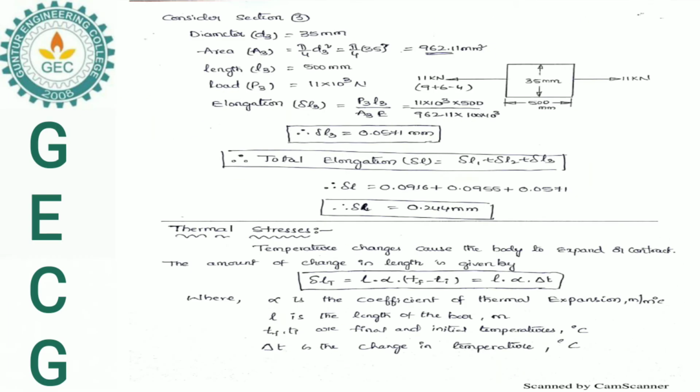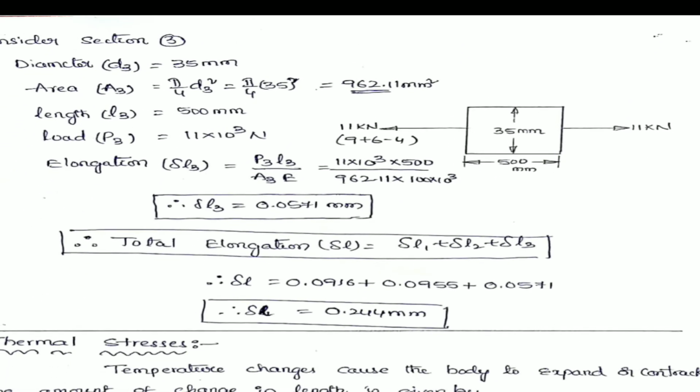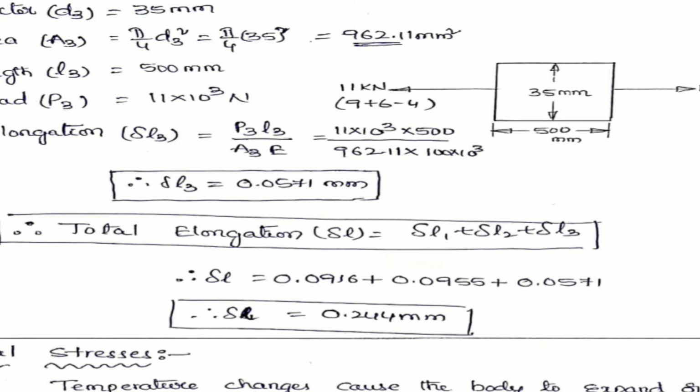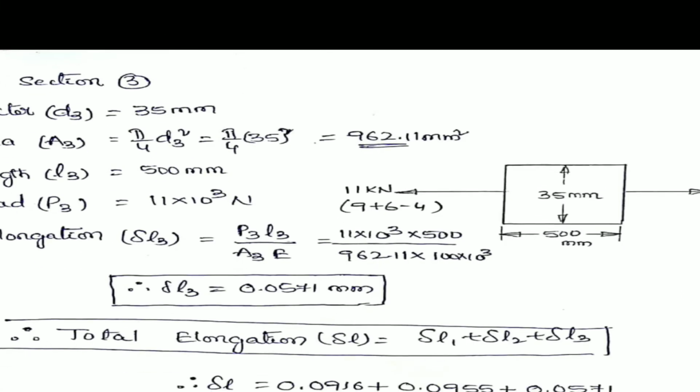Next, section 3. Section 3 has the same calculations as section 2, with reference to the above diagram. This is the section 3 diagram. Diameter D3 is given, area A3 is pi by 4 D3 square, length L3 is given, load P3 is given. Finally, elongation delta L3 is equal to P3 L3 by A3 E. Finally, delta L3 is equal to 0.0571.